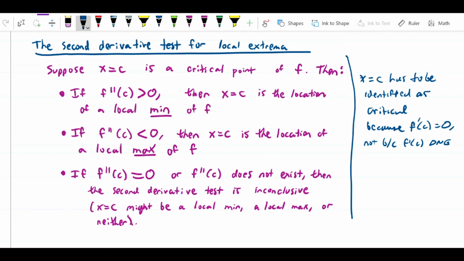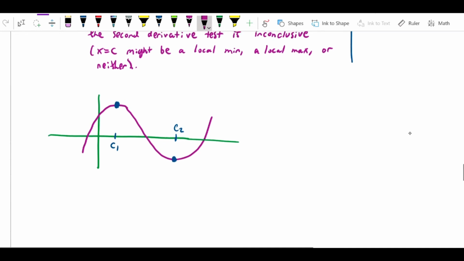But at the bare minimum, f prime of c has to exist in order to be able to even talk about what the second derivative is at c. So, not only does x equals c have to be a critical point, but we have to have identified it specifically in this way in order for this test to apply. So, let me just put up the picture and show you what we're talking about.